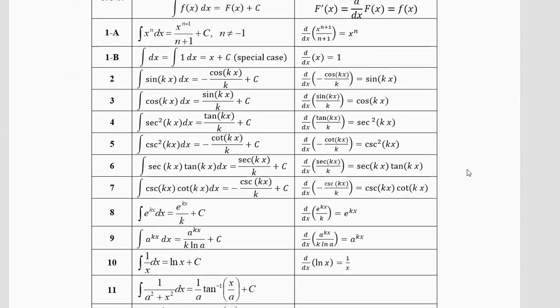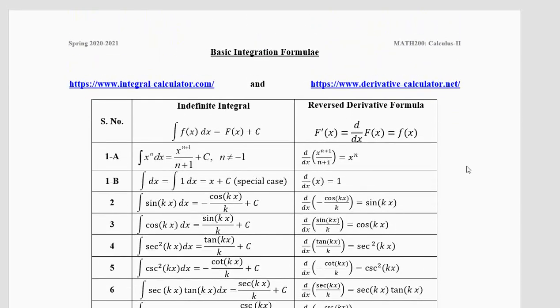There are only 13 formulae which we'll be needing throughout the semester. There might be one or two more formulae. We shall look at them when those topics arise. But these 13 are the most basic formulae and they will suffice for almost all the purposes in this course of Calculus 2 Math 200.